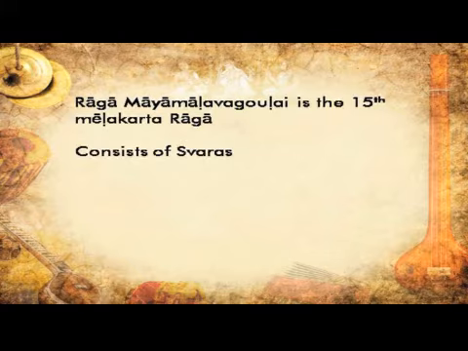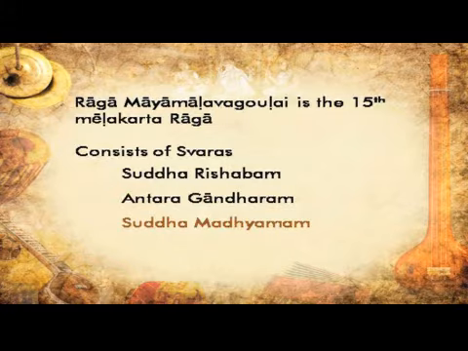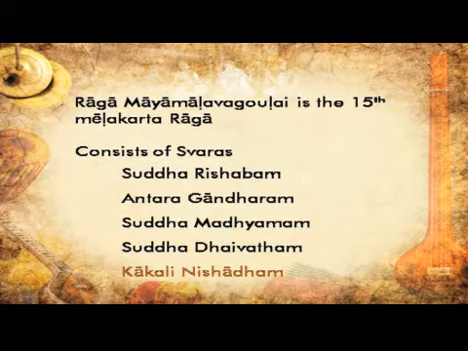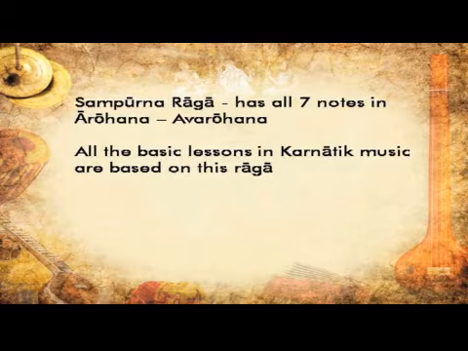The raga Maya Malava Gaulai is the 15th Melakarta raga and consists of the swaras Shuddha Rishabham, Re, Antara Gandharam, Ga, Shuddha Madhyamam, Ma, Shuddha Daivatam, Da, and Kakali Nishadham, Ni. This is a Sampurna Raga as it has all 7 notes in both its Arohana and Avarohana. All the basic lessons in Carnatic music are based on this raga.